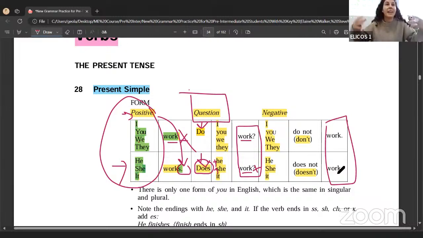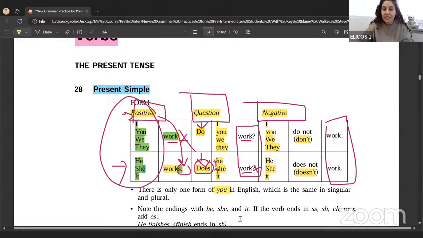Sentences like that give information about now, in this moment in my life. So remember, you've got a positive sentence that we can make, a question, and a negative. So make sure you know how to start your sentence. If you have a look, there is only one form of you in English, which is the same in the singular and the plural. The ending for he, she, it is the really important part, which we talked about.